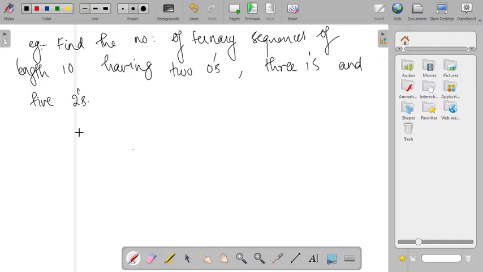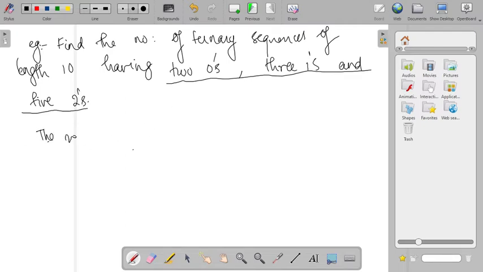So we are asked to form the ternary sequences of length 10 having 2 zeros, 3 ones and 5 twos. So this particular set will form a multi-set. So the number of required ternary sequences is the number of permutations of this multi-set.